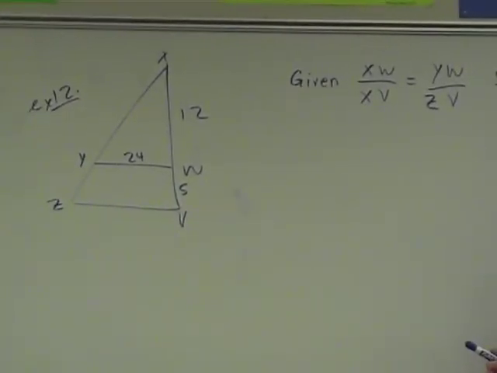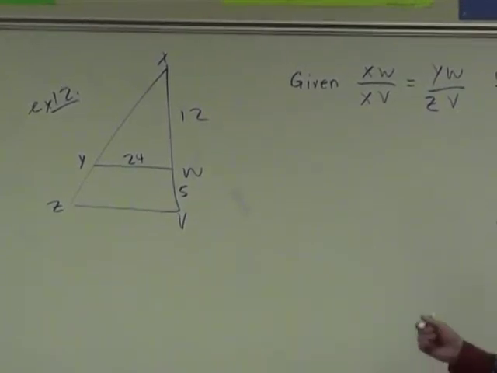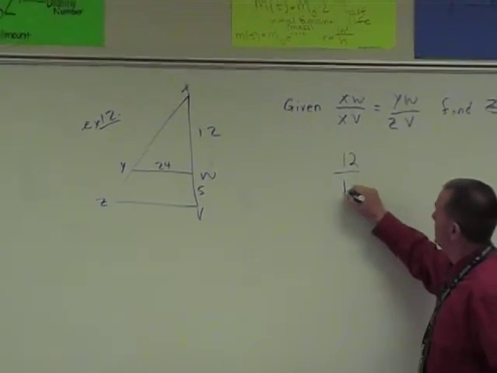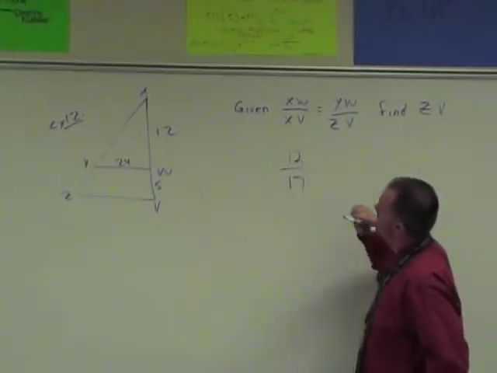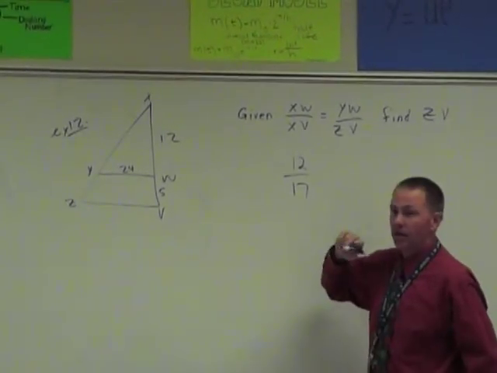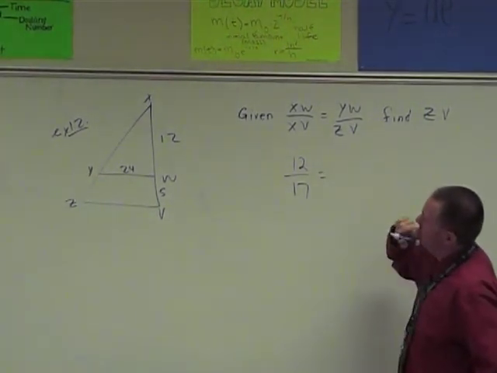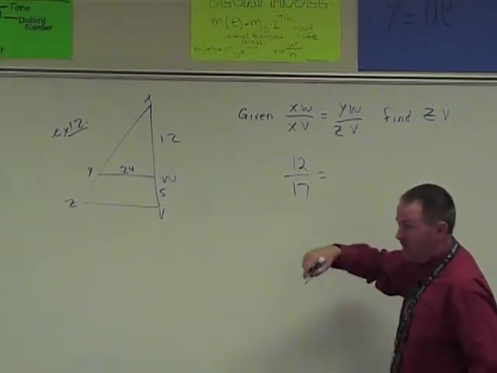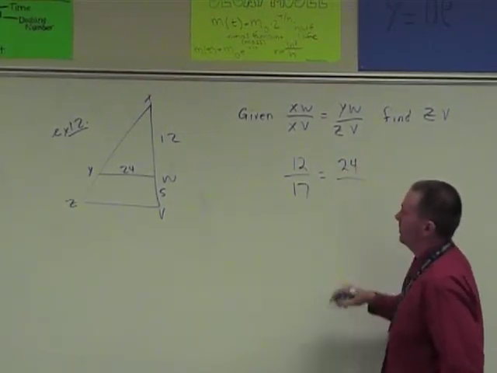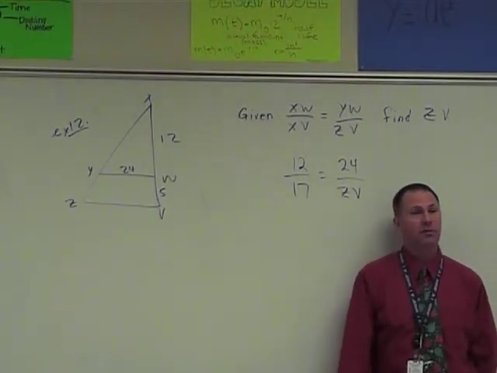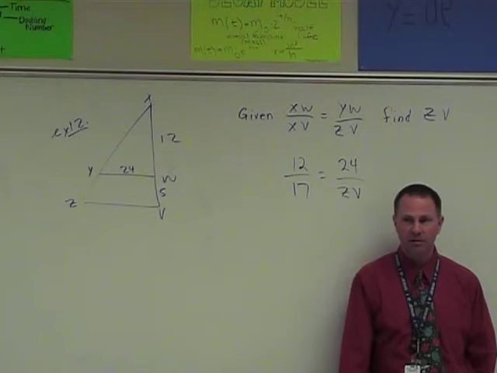Don't you think we should substitute the numbers into the givens, whatever we do know? Do we know XW? Yes. What is it? Well, what's XV? 17. 12 is to the whole. Okay, 17. Do we know YW? What is it? 24. Thank you. And do we know ZV? No. Can we solve and get ZV at this point? Yes. How do we do that?